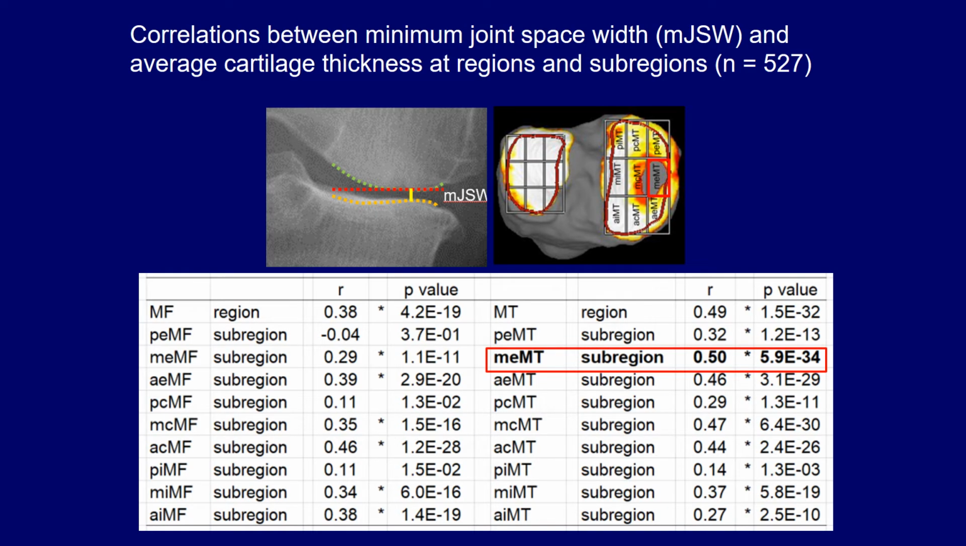This table shows minimum joint space width in radiographs and average cartilage thickness in MRIs. This showed significant correlations in the two regions and 15 subregions. Among these, the highest correlation coefficient was found for MEMT, the middle external medial tibial cartilage subregion.